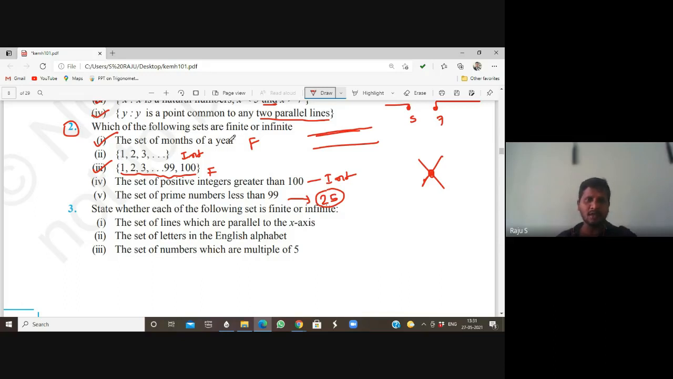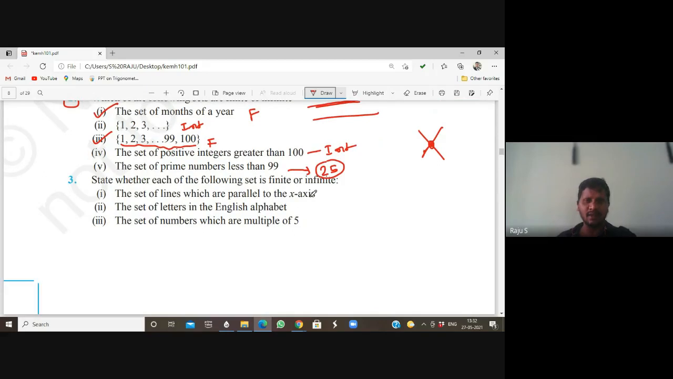Set of months, 12, finite. 1, 2, 3, and so on, infinite. 1 to 100, finite. Numbers greater than 100, not possible to count, infinite. Prime numbers less than 99, finite, because 25 prime numbers are there.